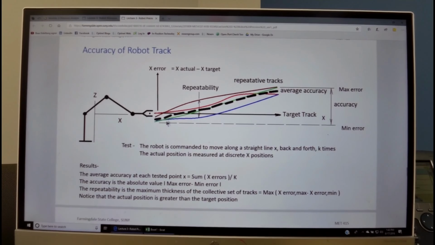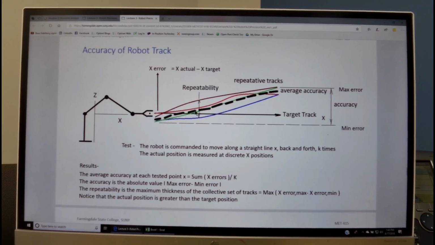In a chart like this, we define the repeatability as the largest gap within that travel. This is the total indicator repeatability error, and if we look at the maximum minus the minimum error, this gives us the maximum accuracy of the robot based on this test.